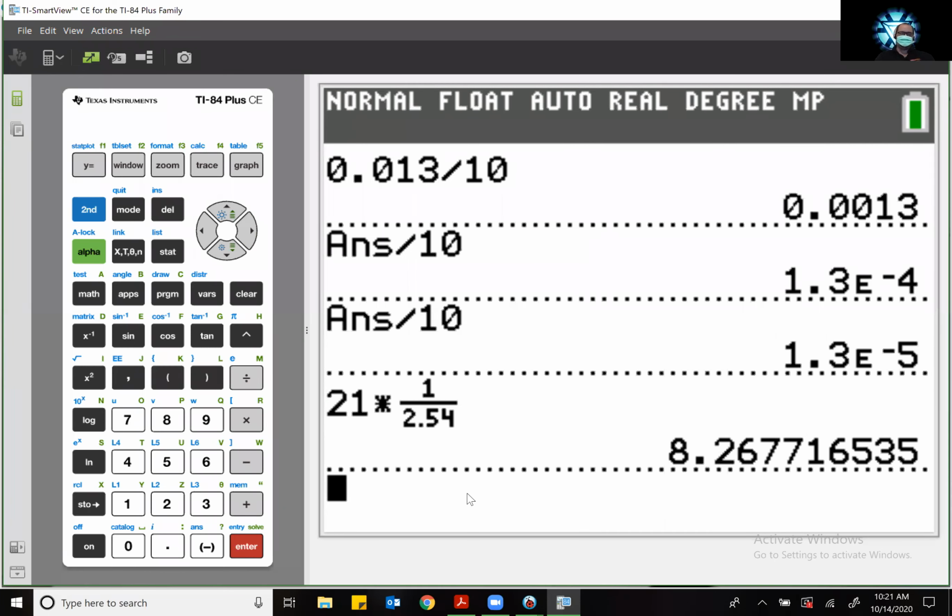Again, the directions say to round to the nearest hundredth. So what is the answer? 8.27. Perfect, Abigail. I love it. Because this 7 right here says, hey, 6, go up. And there you go, 8.27.